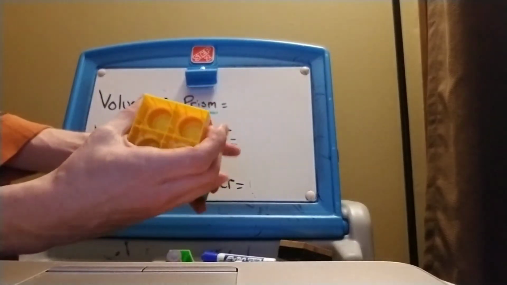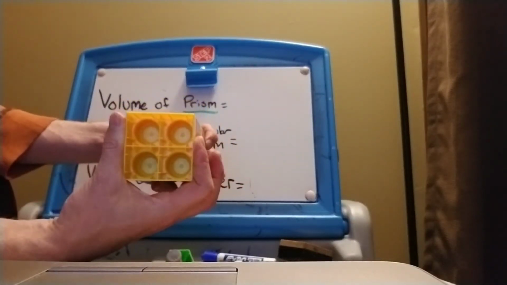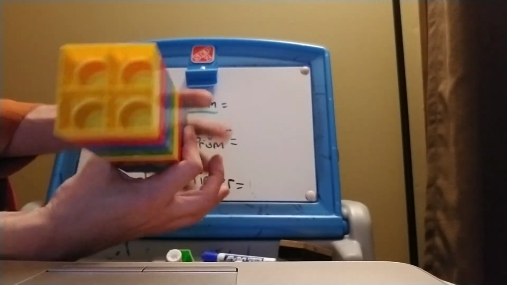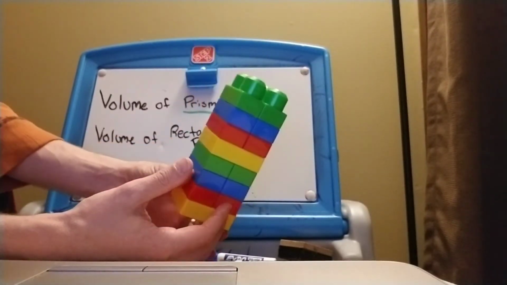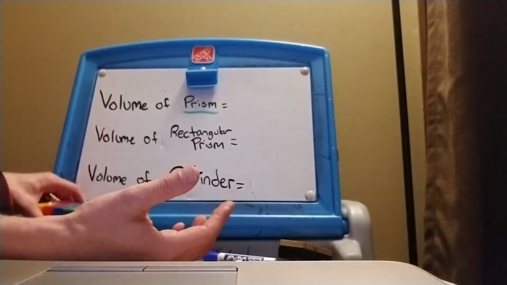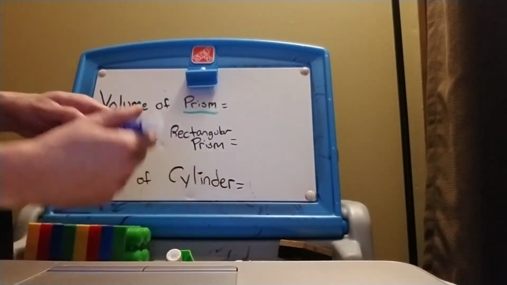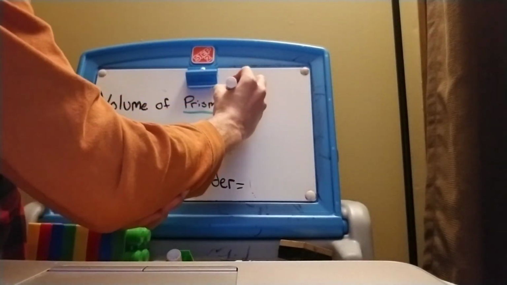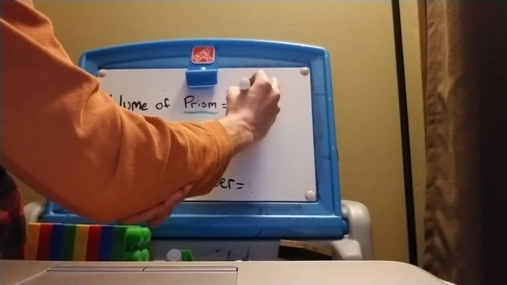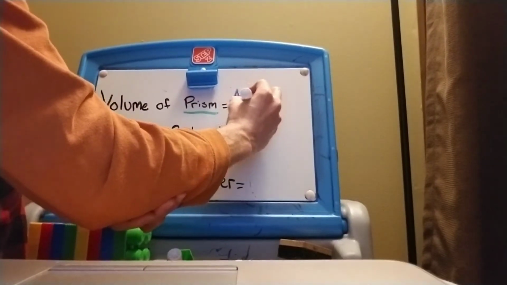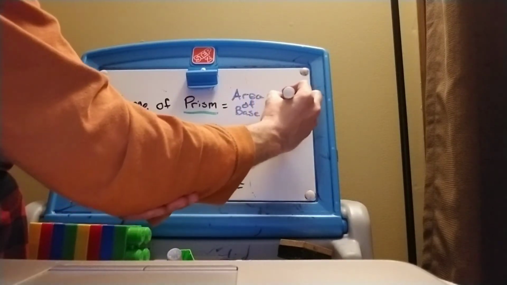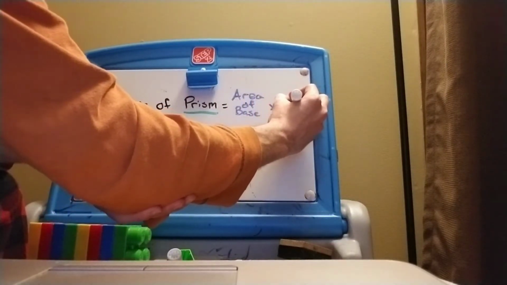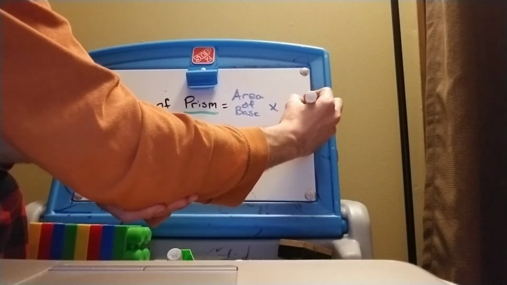And again, it's just one flat 2D shape, a square that is stretched out to be three-dimensional. That makes a prism. So any prism that we encounter, we know that the volume is going to be the area of the base multiplied by the height.